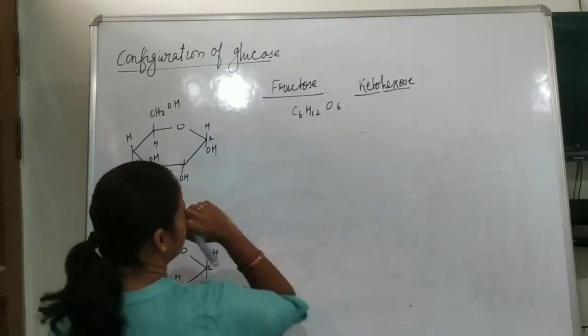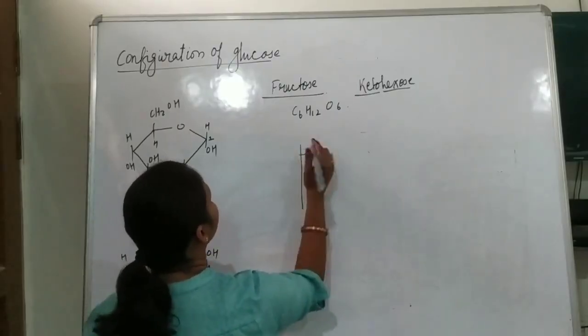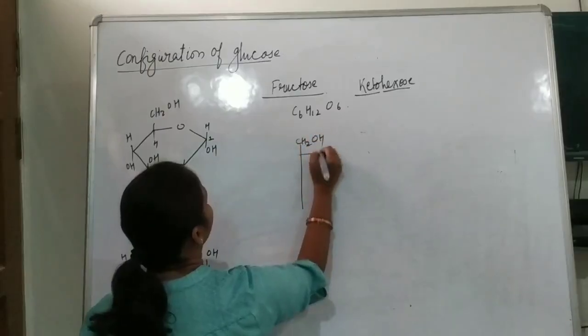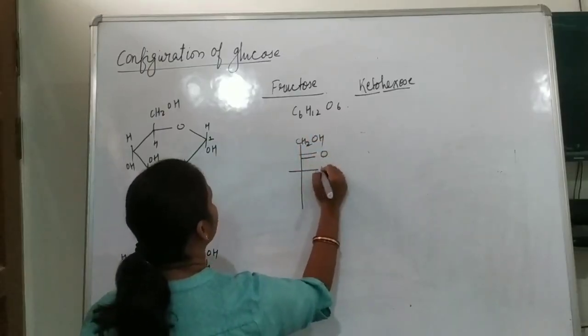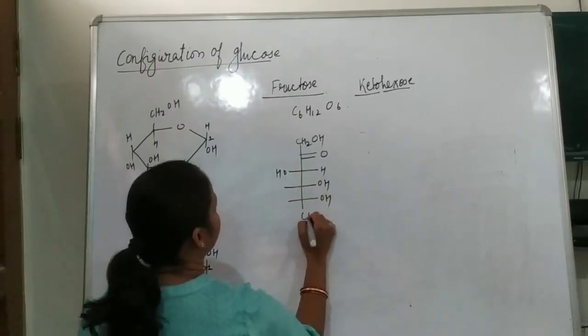Now, what is the open chain structure? CH2OH, second position, OH, 5 and 6.